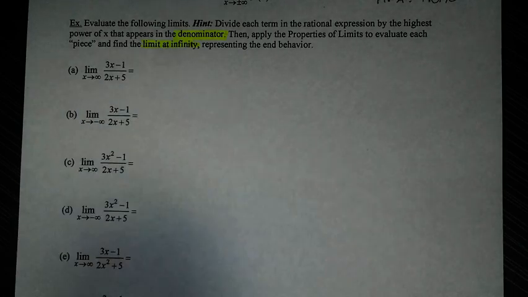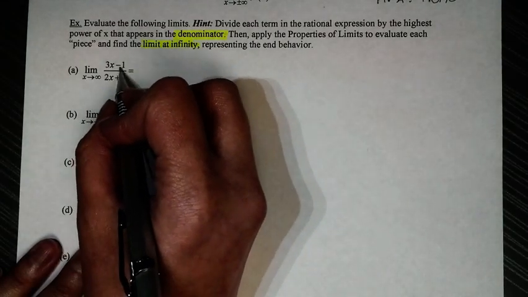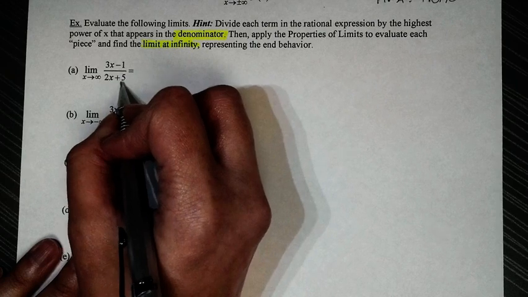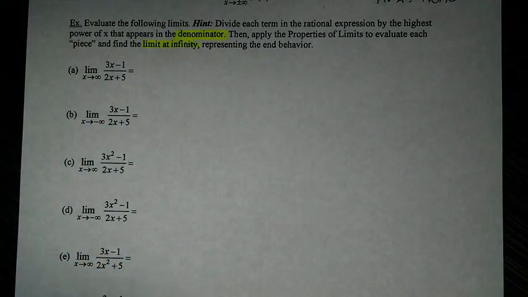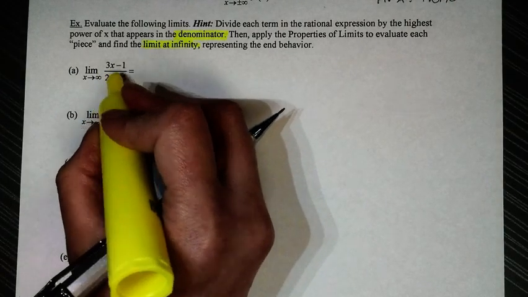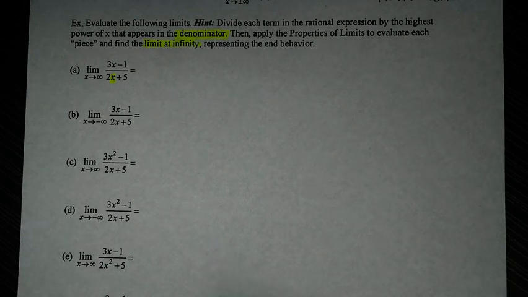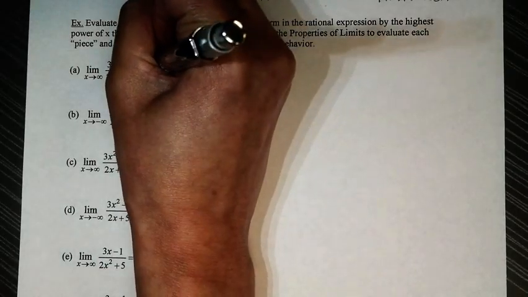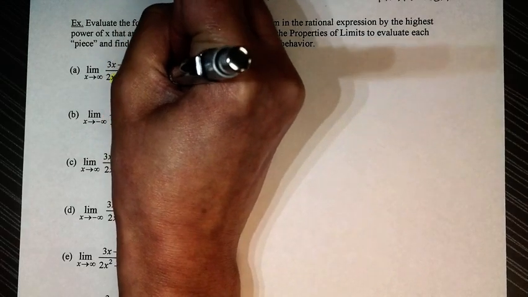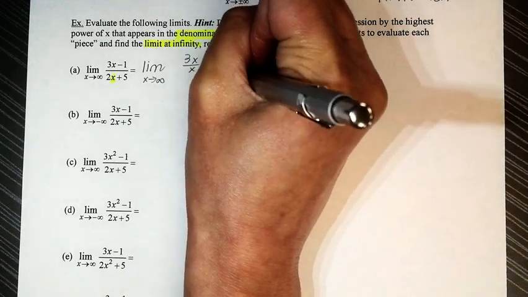So we read A: the limit when x approaches infinity of 3x minus 1 divided by 2x plus 5. So what are you going to do? The first thing you see is that the degree of the numerator and denominator are the same, degree 1, degree 1. The highest exponent of the denominator is x to the power of 1. So we're going to divide each term in this expression by x. So you have the limit when x approaches infinity of 3x divided by x minus 1 divided by x, and so on.